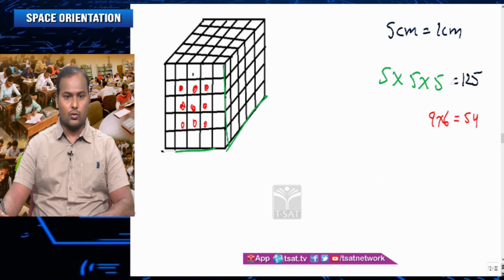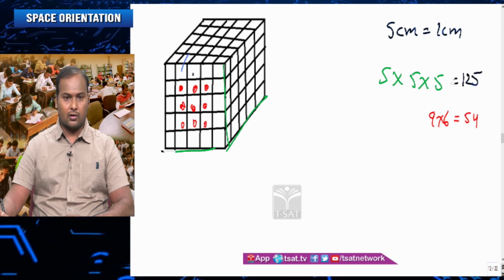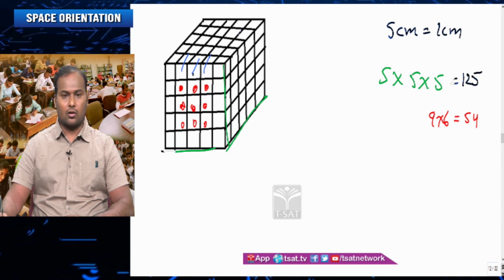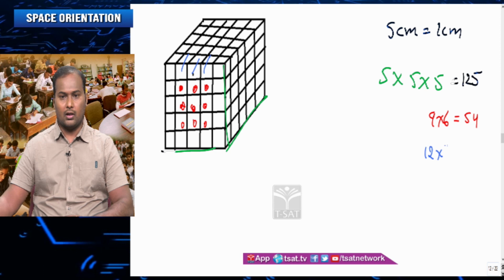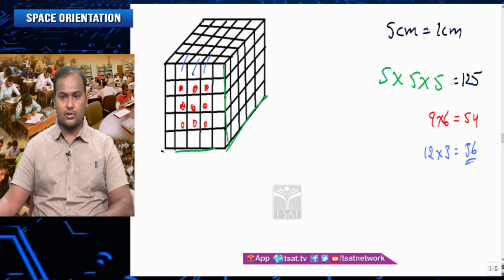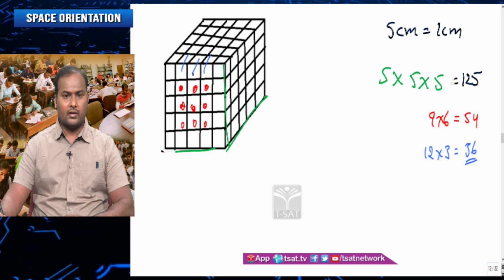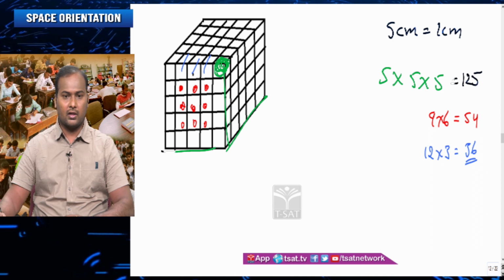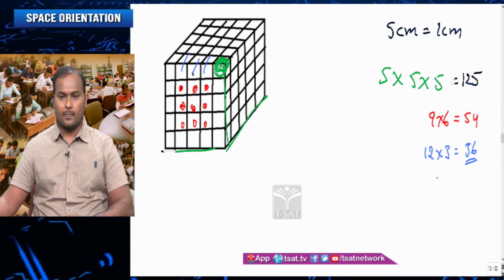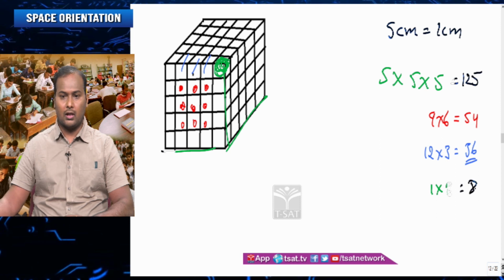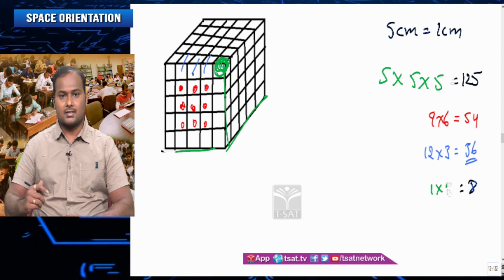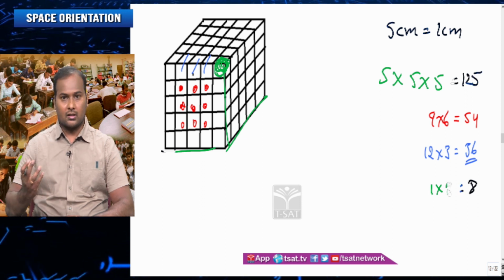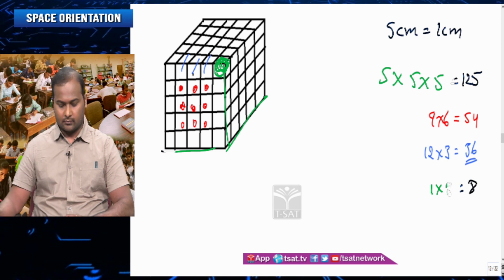In the same way, two side paint is always possible on the edges. How many per edge? Per edge 3. Total how many edges? 12 edges. So 12 into 3, that is 36 cubes will have two side paint. And obviously, how many small cubes will have three side paint? We know three side paint is always possible at the corner, and each corner is 1. So 1 multiplied by 8, total 8 small cubes will have three side paint. Whenever you get the answer, try to visualize the particular cube in a 3-dimensional way and get the answer.